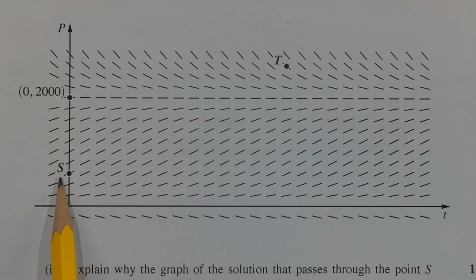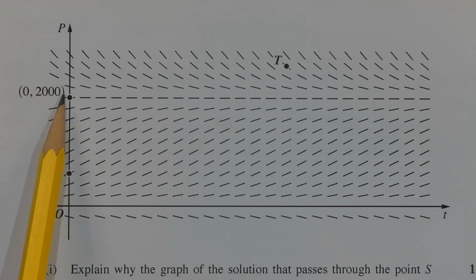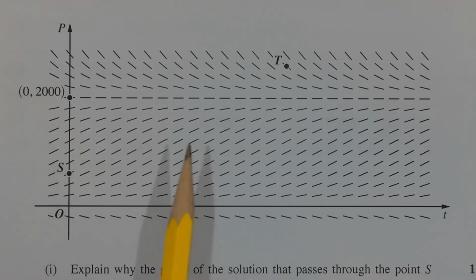Now let's see what happens vertically as we move from point S to point T, just examining the gradient of the tangent lines in the vertical direction. We can see they're becoming less and less positive. In other words, the gradient is decreasing until we reach this point here. When the population is 2000, the gradient of the tangent lines is 0.